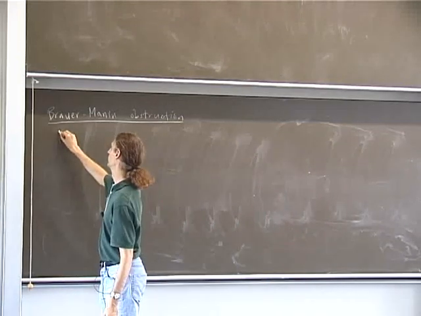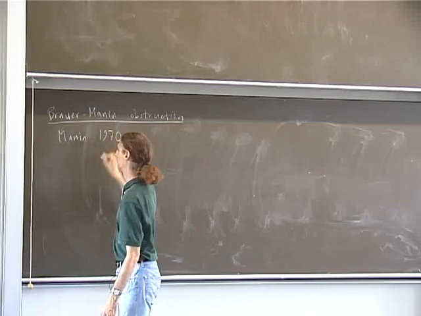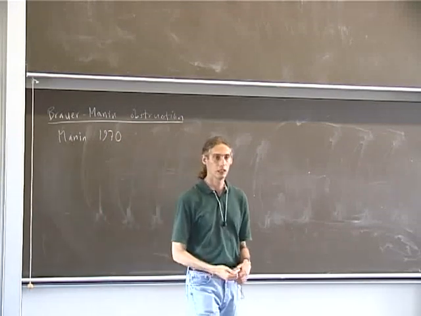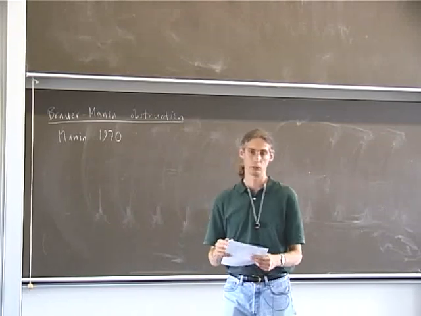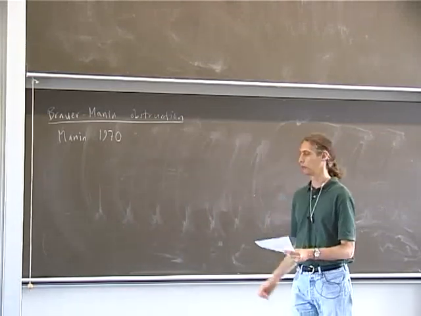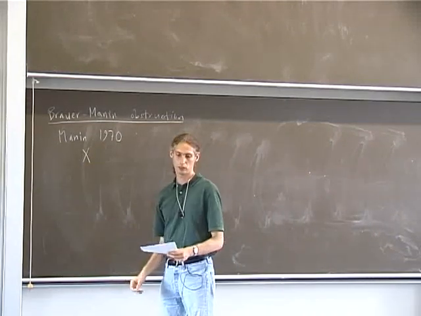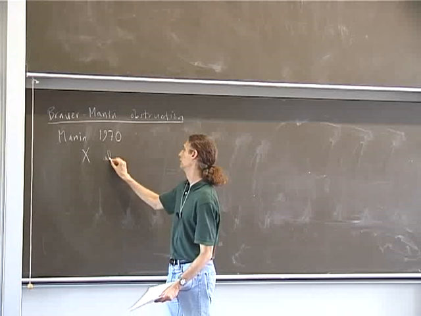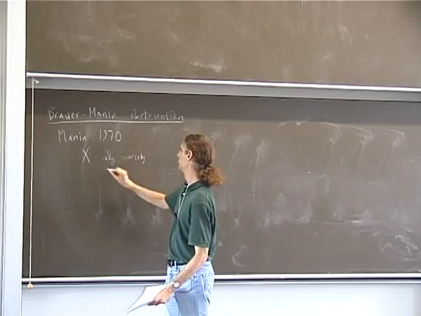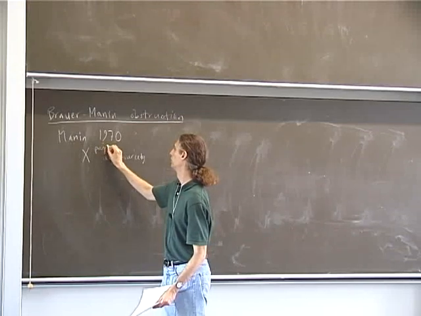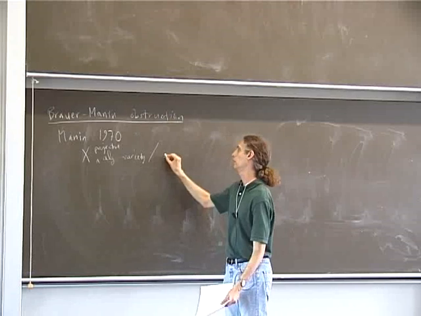This is due to Manin, 1970, and the idea is to use the Brauer group to obtain obstructions to the Hasse principle and to weak approximation. So the setting is as follows. X is an algebraic variety, let's assume projective, over a number field K.